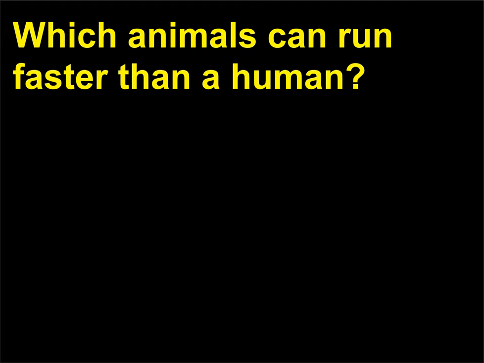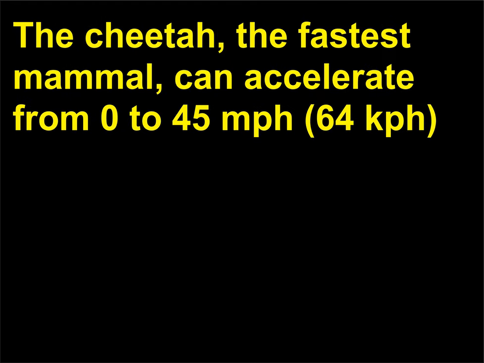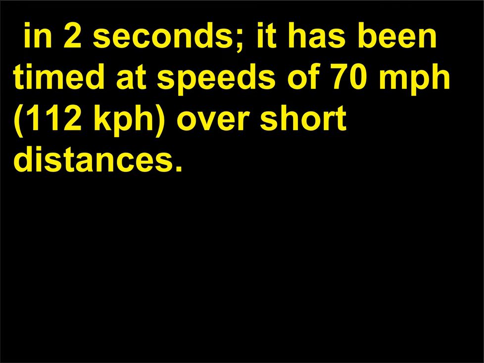Which animals can run faster than a human? The cheetah, the fastest mammal, can accelerate from 0 to 45 miles per hour, 64 kilometers per hour, in 2 seconds. It has been timed at speeds of 70 miles per hour, 112 kilometers per hour, over short distances.